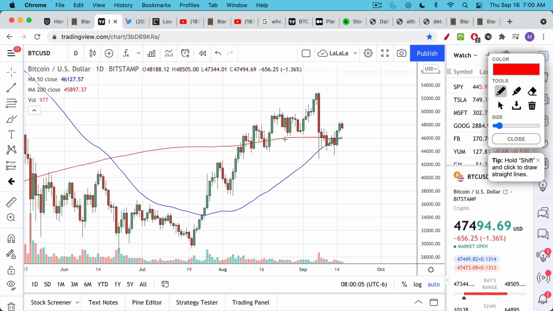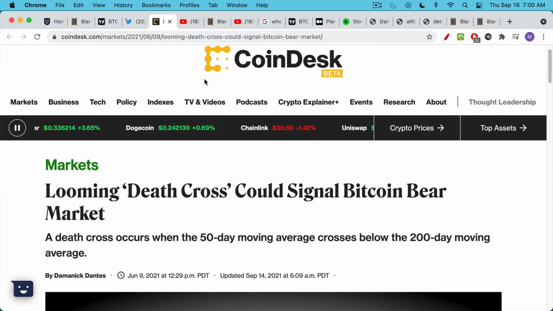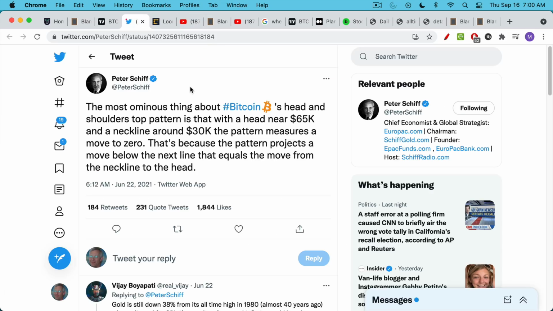Now the opposite of a bullish golden cross, or moving average crossover, is what's called a death cross. And that's what we had back in June. There was a lot of press around this saying that this was the beginning of a bear market. People like Peter Schiff were saying that Bitcoin had just completed a head and shoulders pattern and was basically headed to zero. That's where the neckline was.